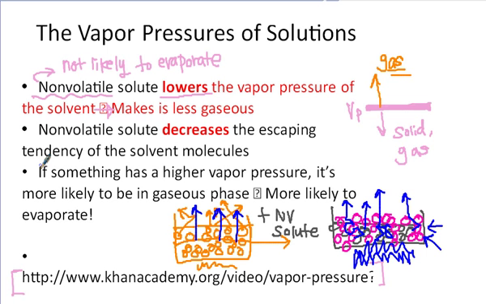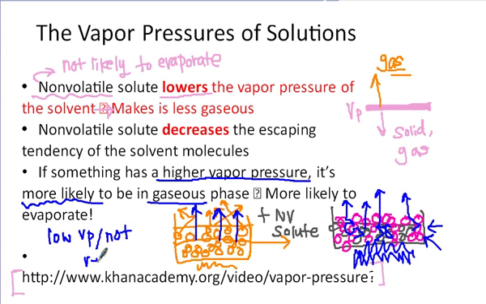But simply put, if something has a higher vapor pressure, then it's more likely to be in a gaseous phase. If it's got a low vapor pressure, it's not very likely to be in a vapor phase.